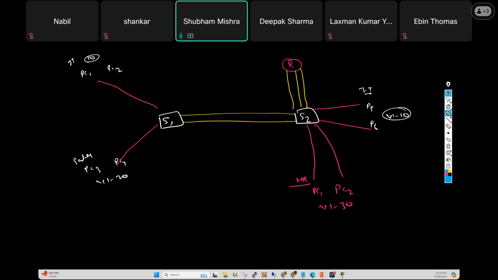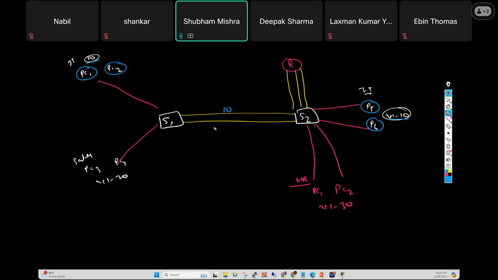we have an IT department, and in the IT department we have 2 PCs, PC1, PC2, and both PCs belong to VLAN number 10. Clear, everyone? Again, in the IT department, PC5, PC6, both are part of VLAN number 10. Any doubt? No doubt. Between switch 1 and switch number 2, we have how many links? 2 links. 1 link, dual link, for VLAN number 10. Understand?